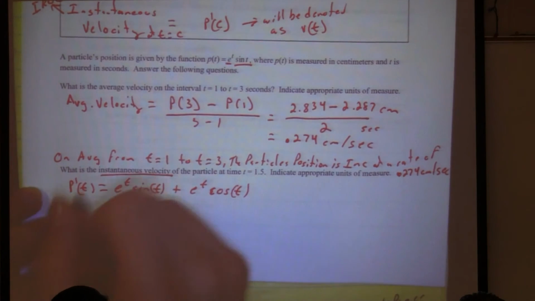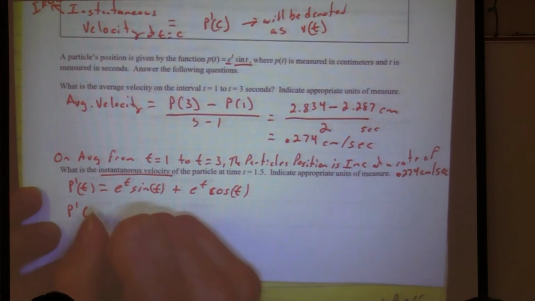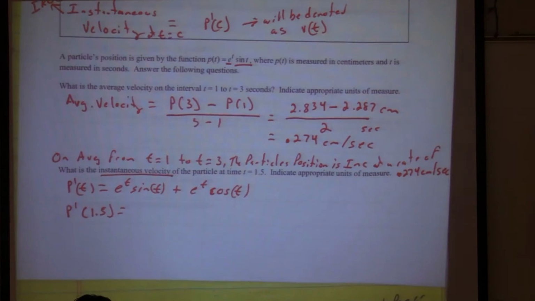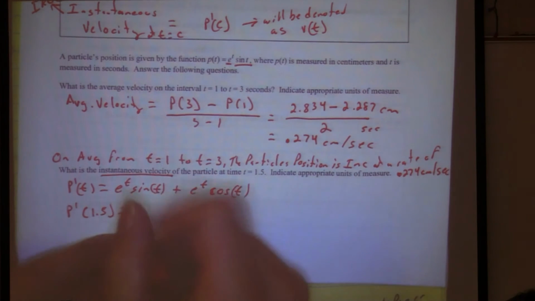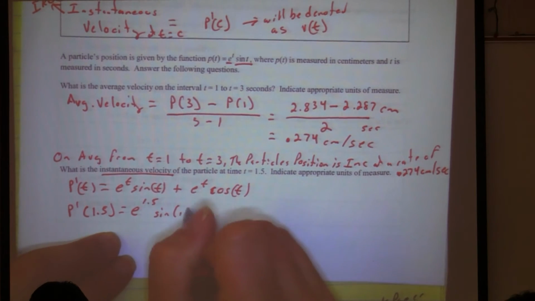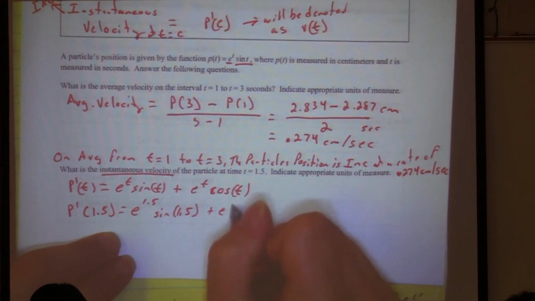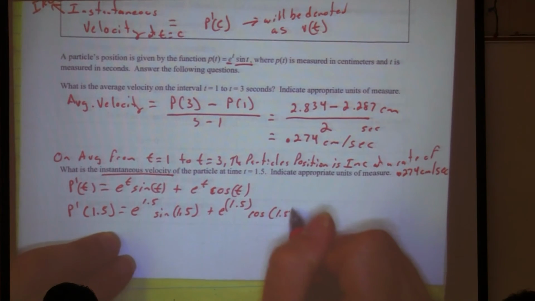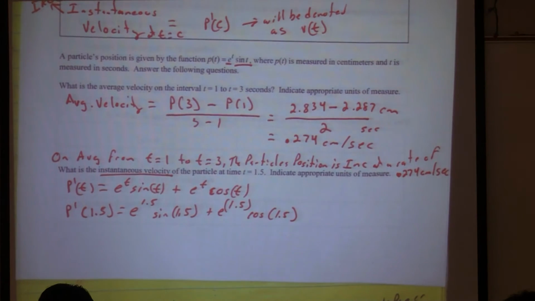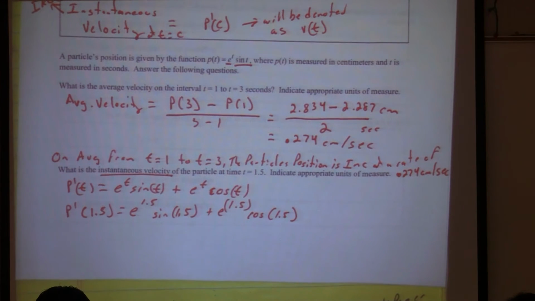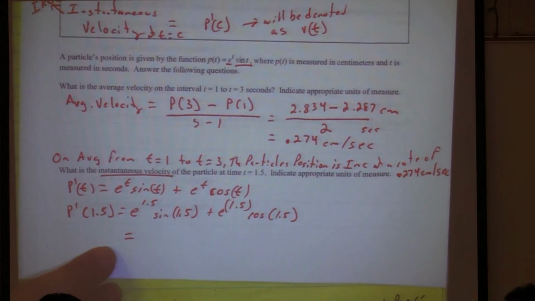Alright. So now we need to evaluate this derivative at what? 1.5. So go ahead and use your calculator to do that. Plug in 1.5 there and tell me what you end up with. e to the 1.5 times sine of 1.5 plus e to the 1.5 times cosine of 1.5. There's nothing there, there's a 1 in front of it, the 1 moves down.